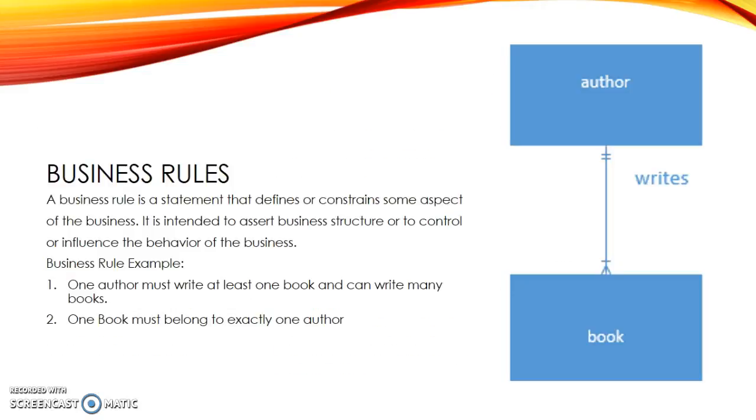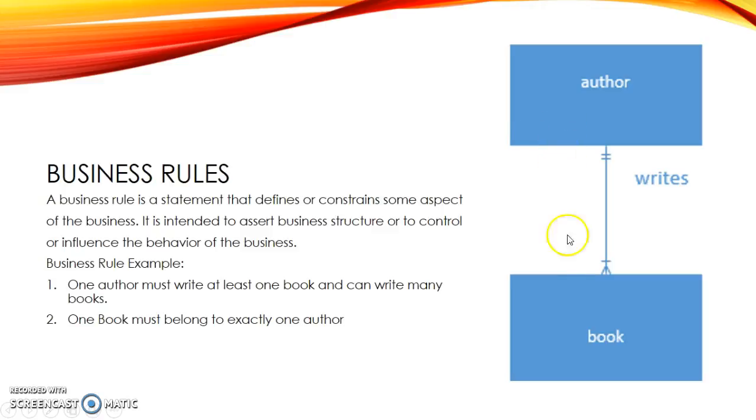Now, business rules. It's a really simple topic. It's pretty much a two-way street, and it goes something like this. One author must write at least one book and can write many books. At least one book because there's one line, and many books because there's 3 lines. Now, this is cardinality. I'll explain it later. Just giving you a brief overview.